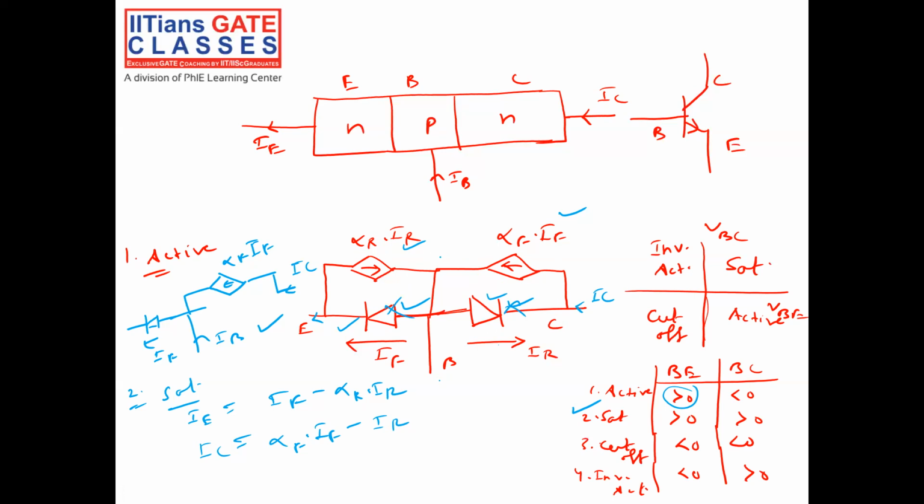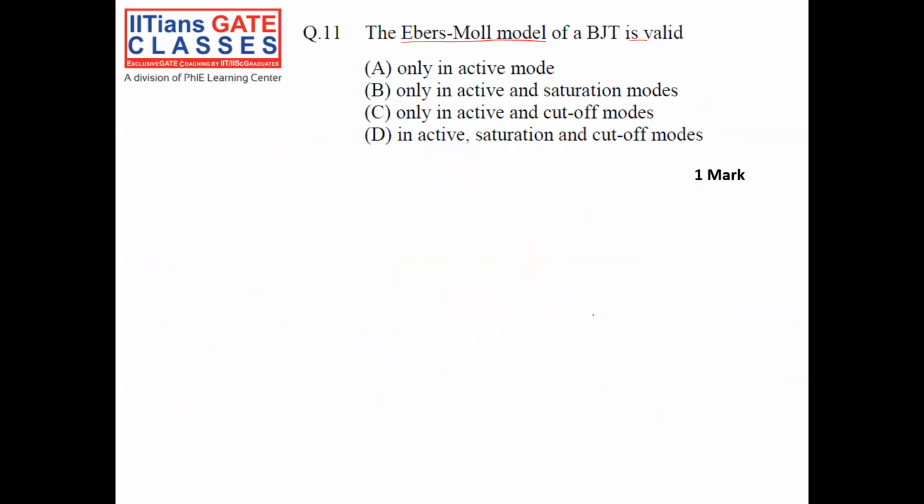So the current will be zero, so there will be no current, right? So the Ebers-Moll small model is applicable to all the modes of operation, right? Depending upon which diode is forward biased, I have to take that current and calculate the total emitter current and total collector current. So the answer should be in all the modes, right? Option D.